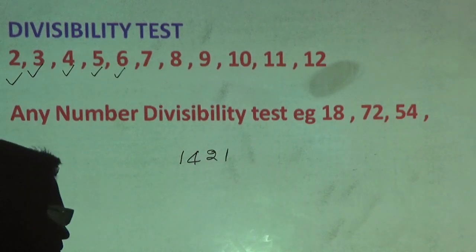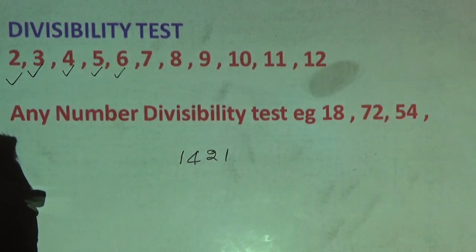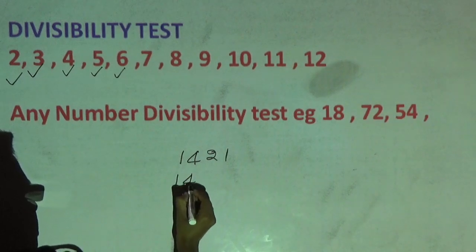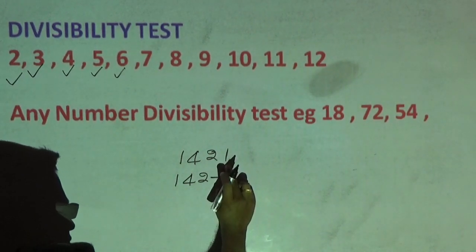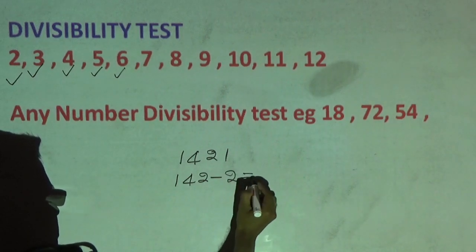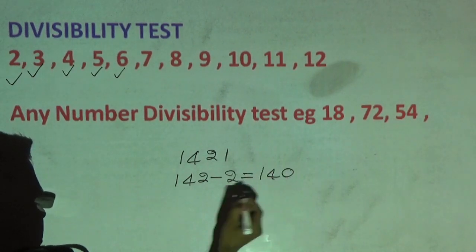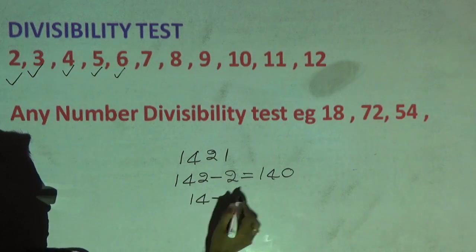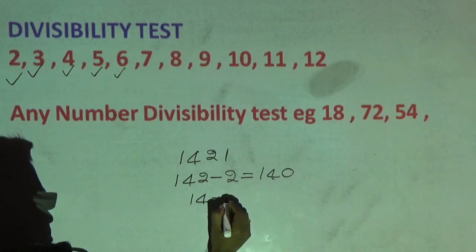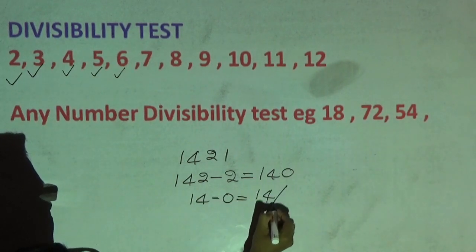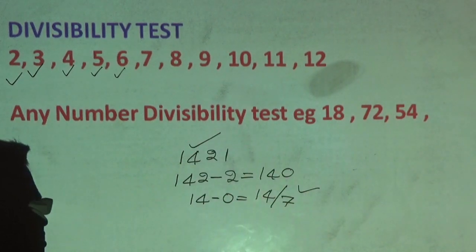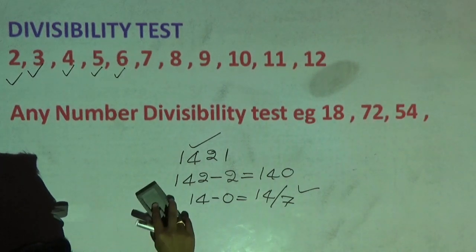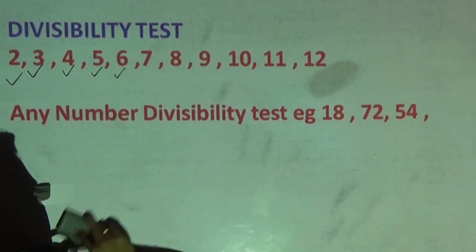Now I am taking this number, 1421. I want to check whether it is divisible by 7 or not. So what does the rule say? Write all the digits as they are, and the units place number you have to double. 1 if you double, it will become 2. So what is your answer? 140. Now again, you write all the digits as they are, and the last digit you double. 0 if you double, that is 0 only. So the answer is 14. So is 14 divisible by 7 or not? Yes, it is divisible. Therefore 1421 is also divisible by 7. Okay, so like that you can check whether a number is divisible by 7 or not.